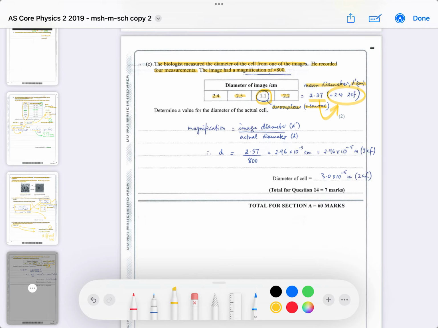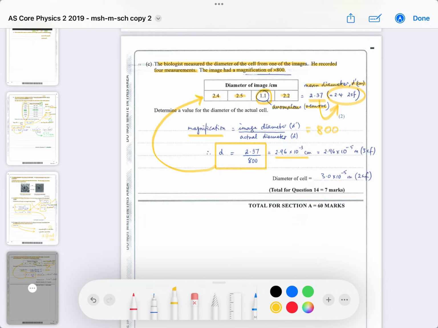So the magnification obviously is something that we've been given, 800 times. So we know the image diameter must be 800 times the actual diameter. So if we want to work out the actual diameter D, we've got to divide the mean diameter of the image, because remember we're talking about the image. You take the mean value and divide it by 800 and you'll get the real diameter.